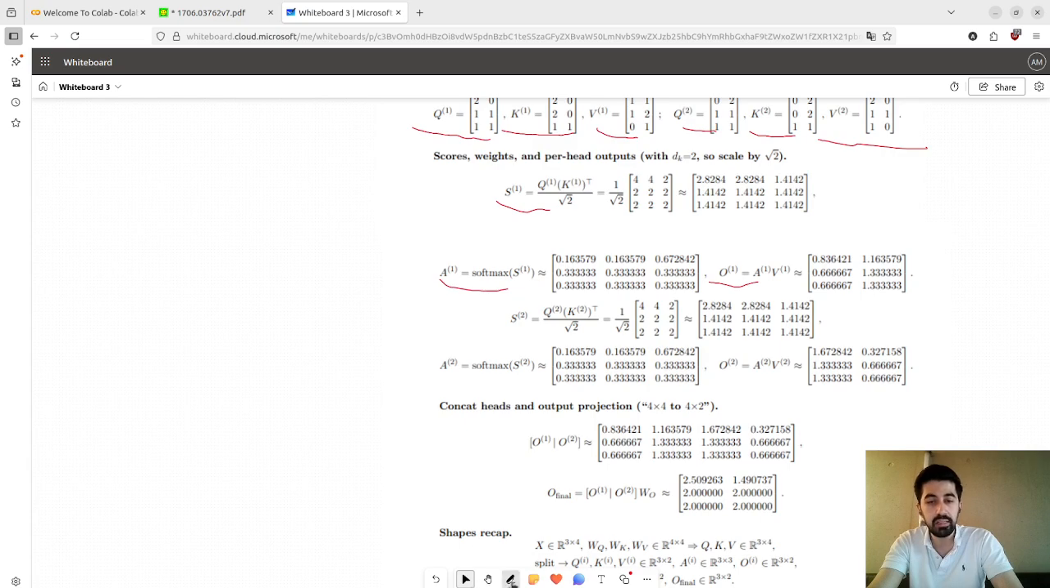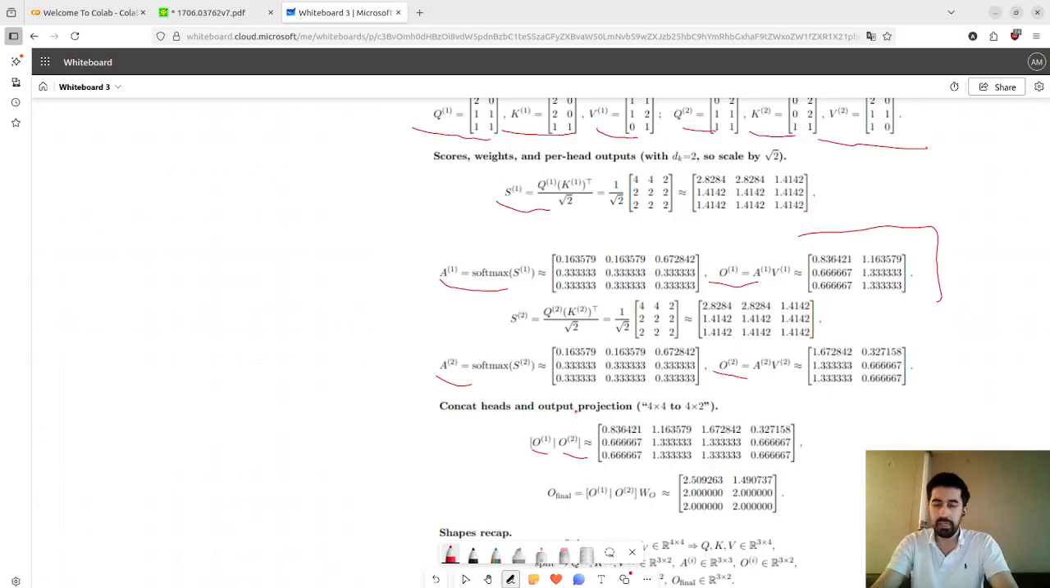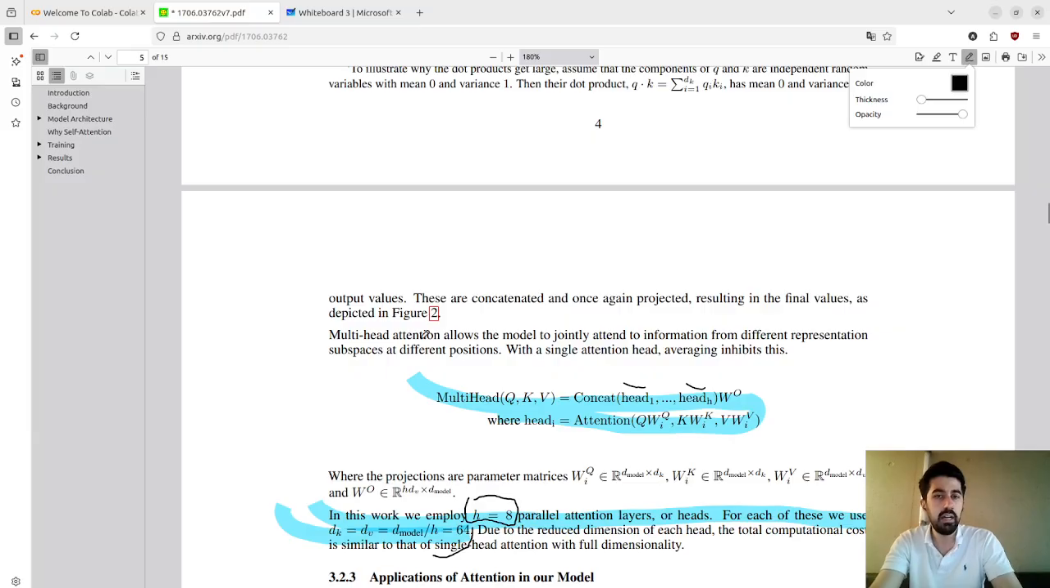Let's say this attention gives you the relationship of subject and verb and object. I don't know. We do the same for A2, and we get O2. Then we concatenate the 2 outputs. And this is the way it's done in the paper.